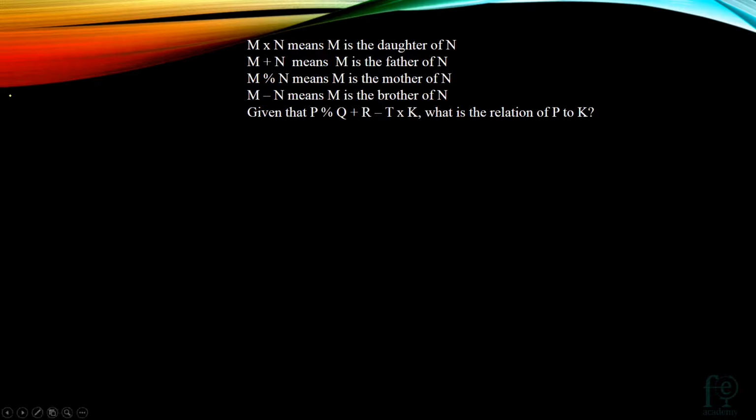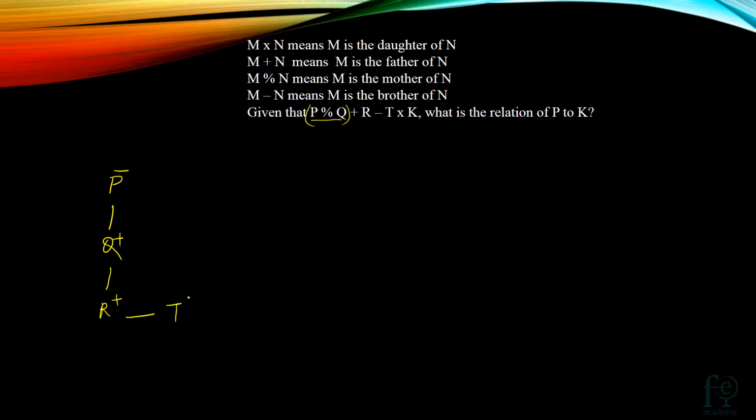It is easier. So P percentage Q, you have to start from the left and take two at a time together. That is the only key here. So P percentage Q means P is the mother of Q. Okay. Now Q plus R. Q plus R means Q is the father of R. Okay. So next R minus T. R minus T means R is the brother of T.